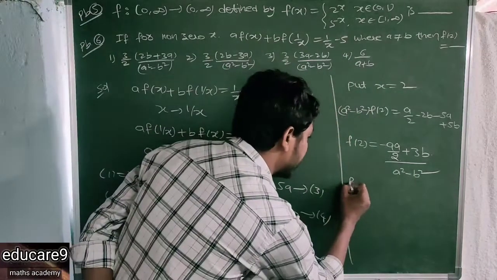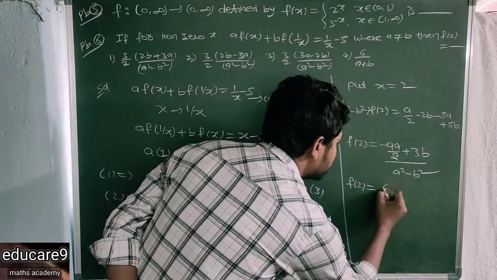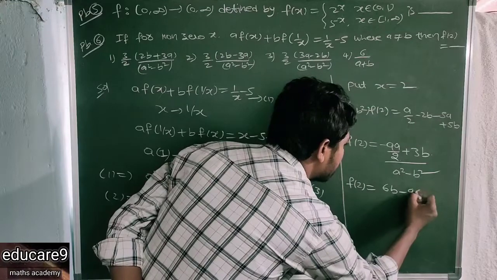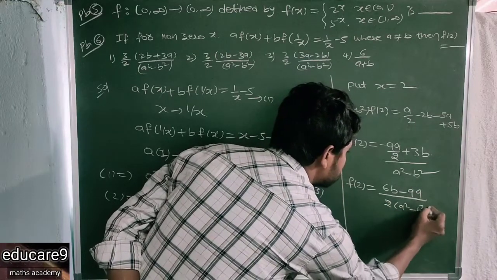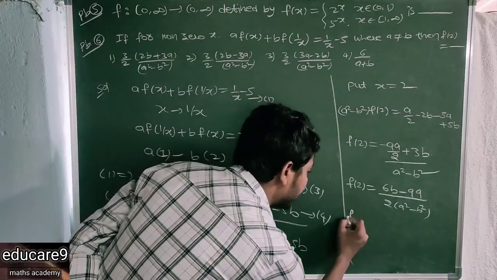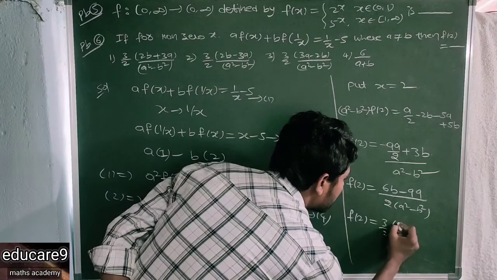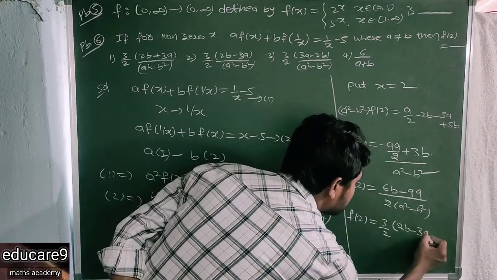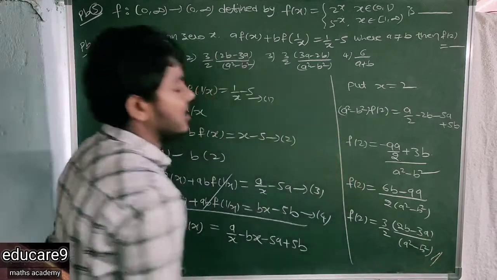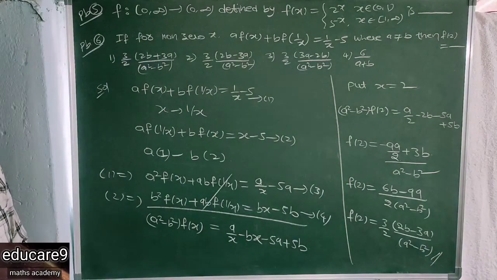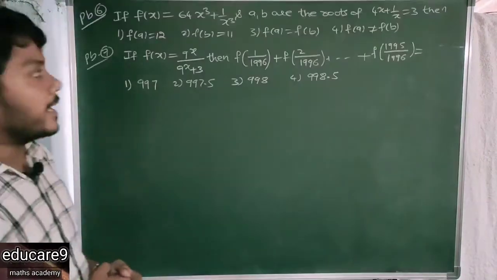Now this can be written as f of 2 is equal to 6b minus 9a, divided by 2 times a square minus b square. So again this is written as f of 2 equals 3 by 2 into 2b minus 3a by a square minus b square. This is the f of 2 value. So what is the correct answer? Option 2. So see our next problem.